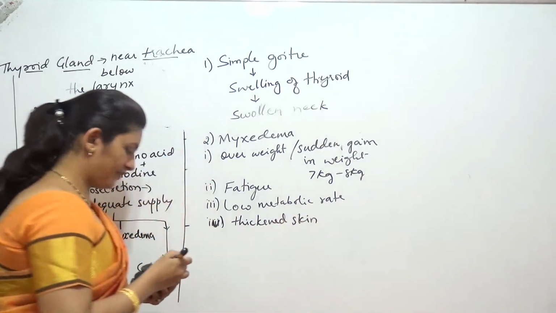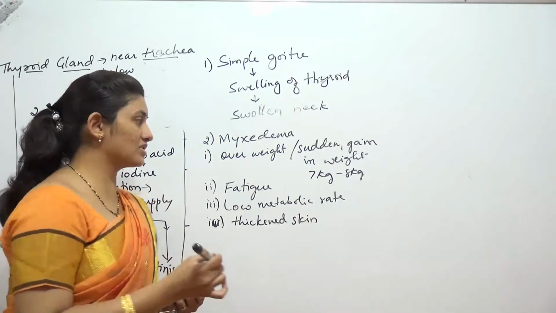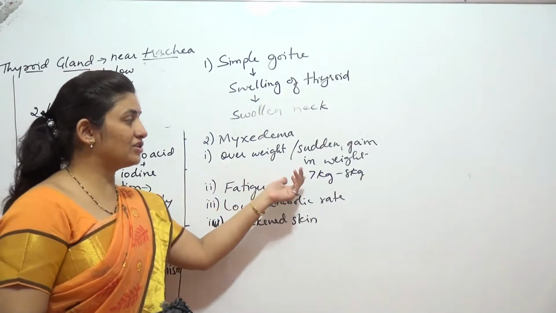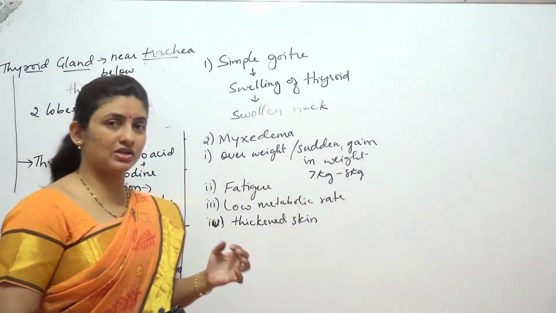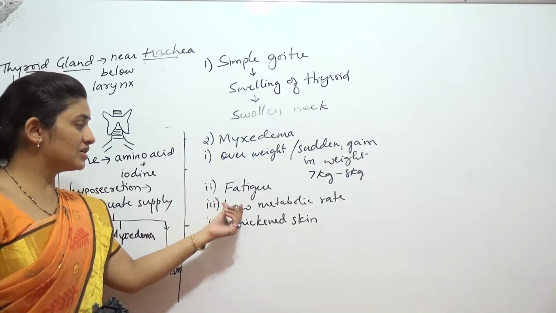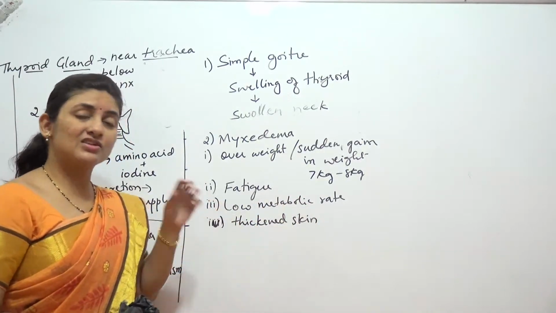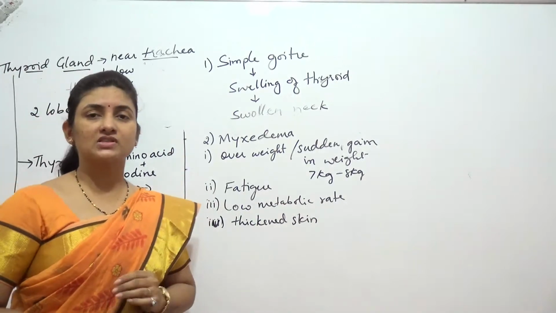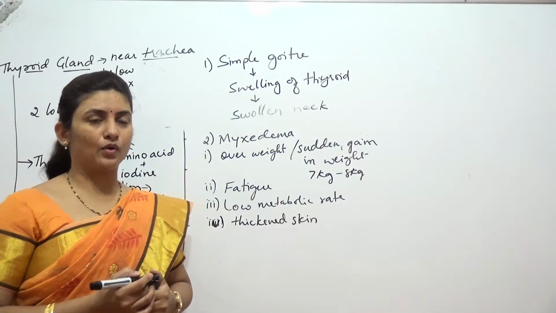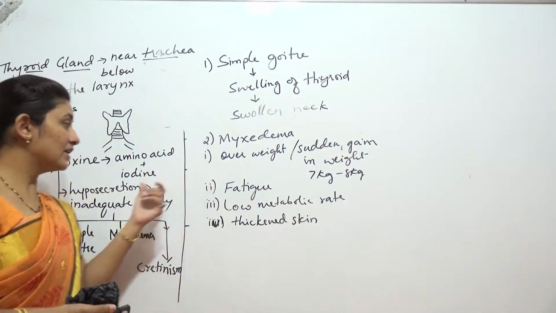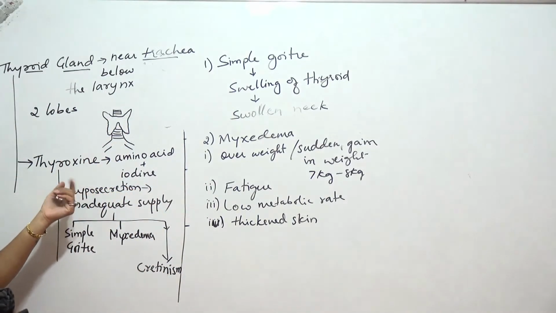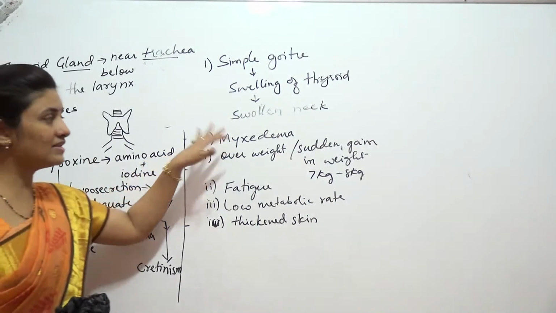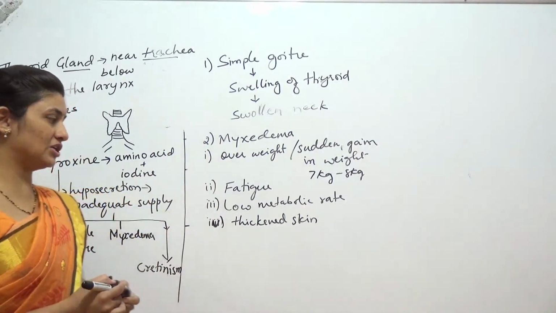Okay. See, if a lady, I mentioned that for years she was having her weight at 65 kgs, but suddenly within a week she increased her weight by 7 to 8 kgs. She is feeling tired. She has a low metabolic rate, and her skin is thickened. By seeing all these symptoms, she visits the doctor and goes for a thyroid test. At that time, it is diagnosed that she is suffering from hyposecretion of the thyroxine, because of which this condition, that is myxedema, is seen in her.